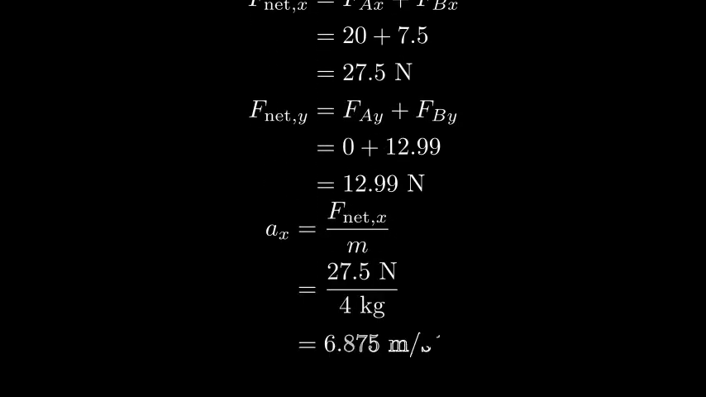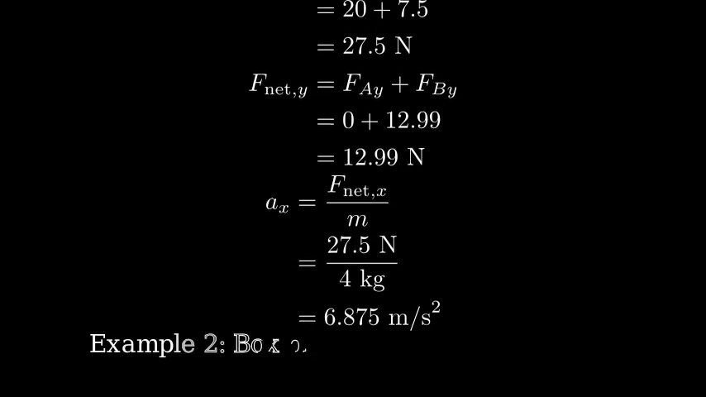Finally, we can find the acceleration using Newton's second law. The acceleration equals the net force divided by the mass, 27.5 newtons divided by 4 kilograms, which equals 6.875 meters per second squared. So the block accelerates to the right at 6.875 meters per second squared. Let's move on to example 2.